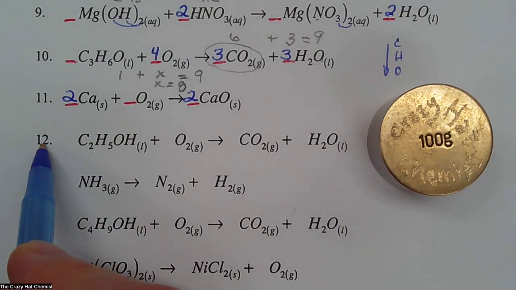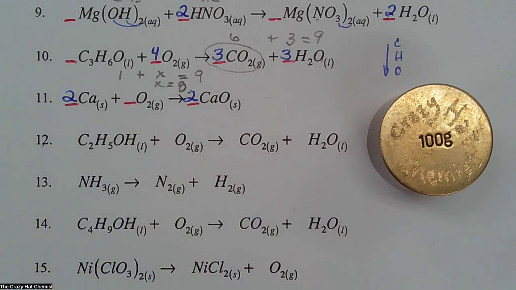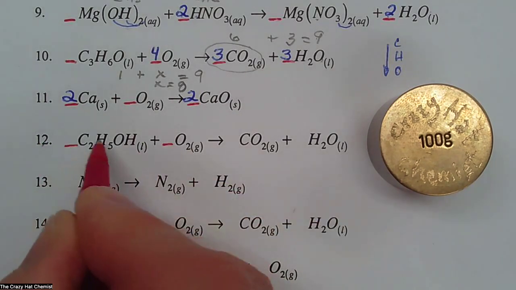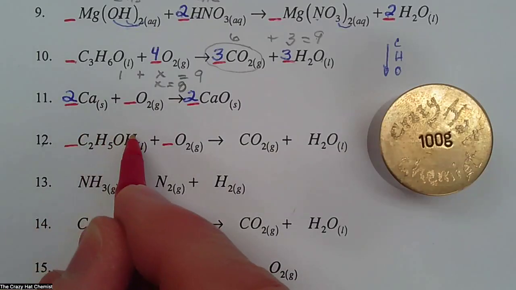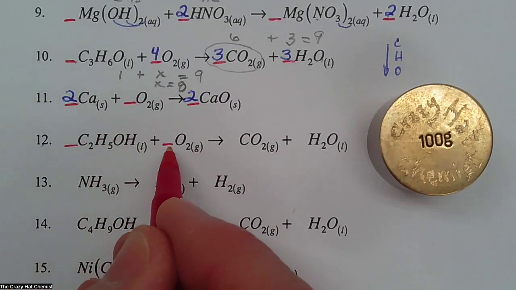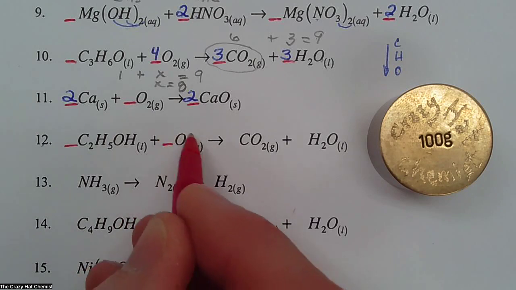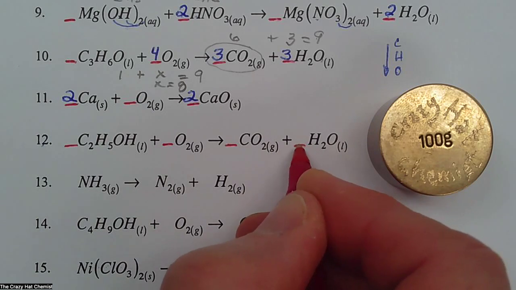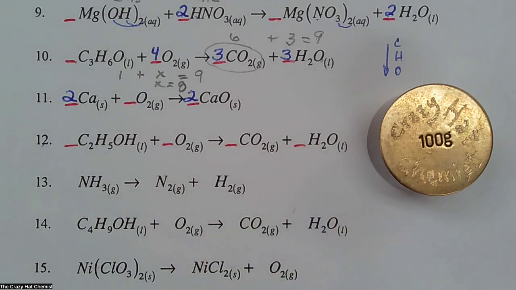All right, so problem number 12. Problem number 12 is also a combustion reaction. Again, in combustion reactions, I have some carbon, hydrogen, oxygen, or combination thereof, plus molecular oxygen, that's right here, which produces carbon dioxide and water. This is a complete combustion reaction. We always balance it in this order: carbons, hydrogens, and oxygens. So let's get started on this one.